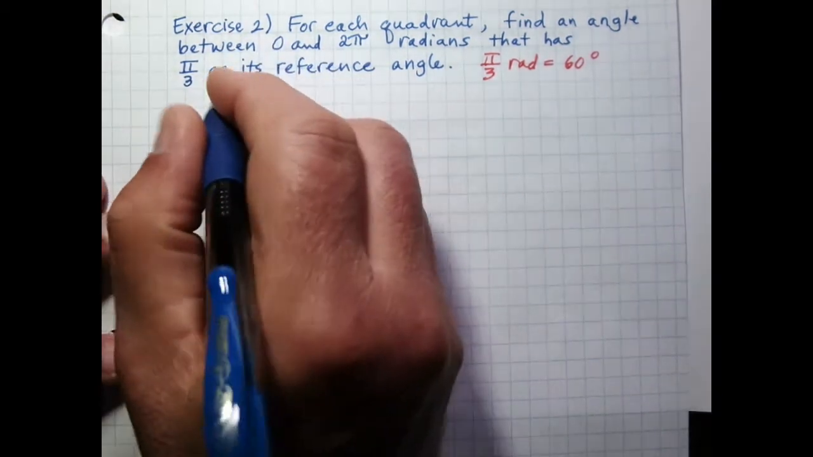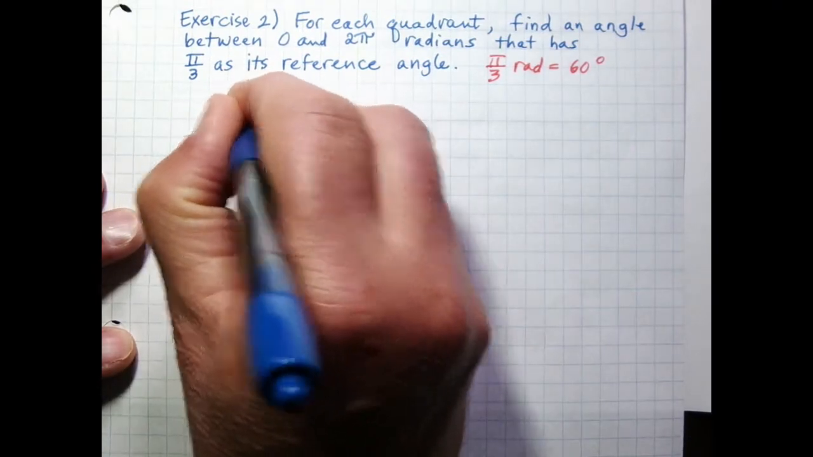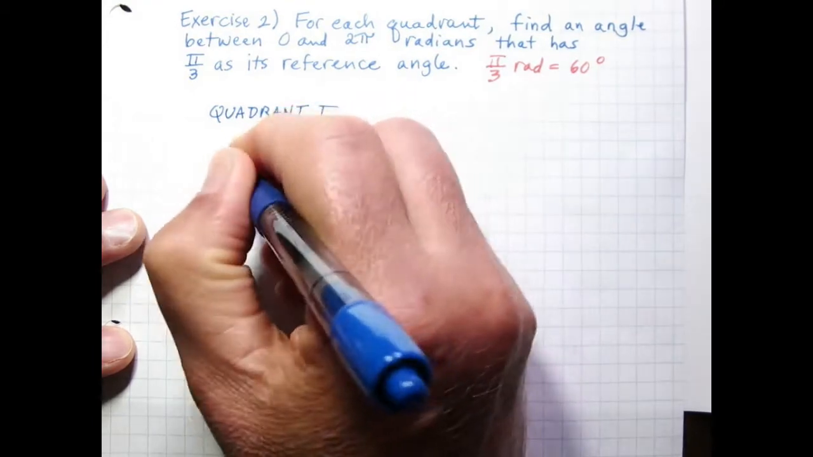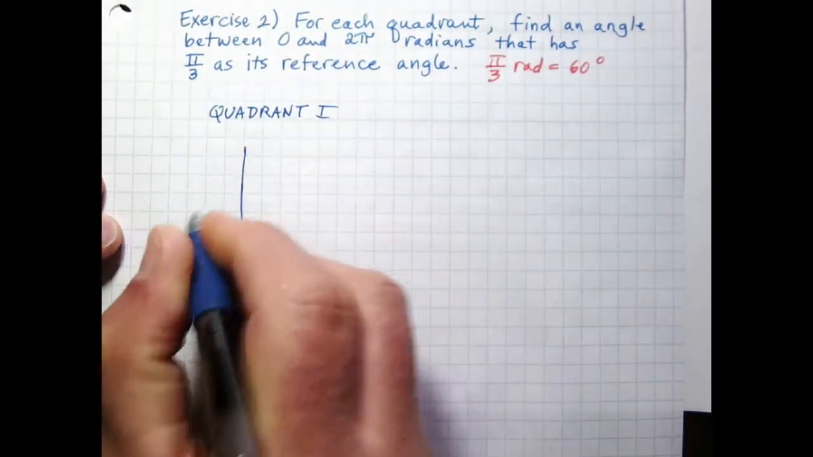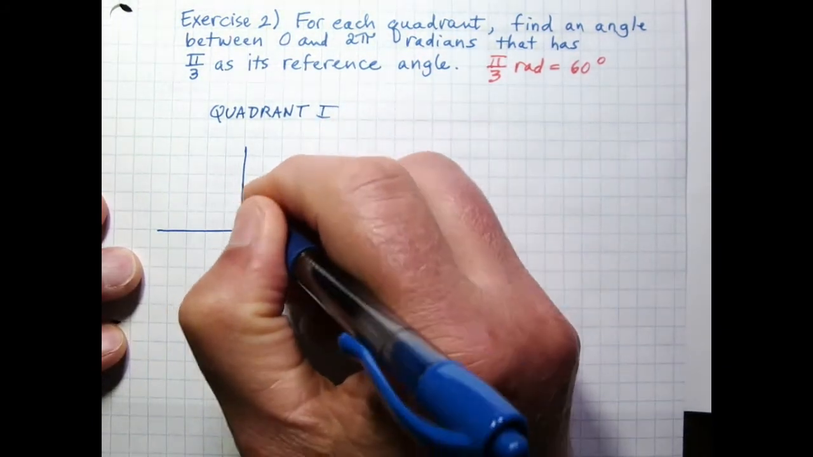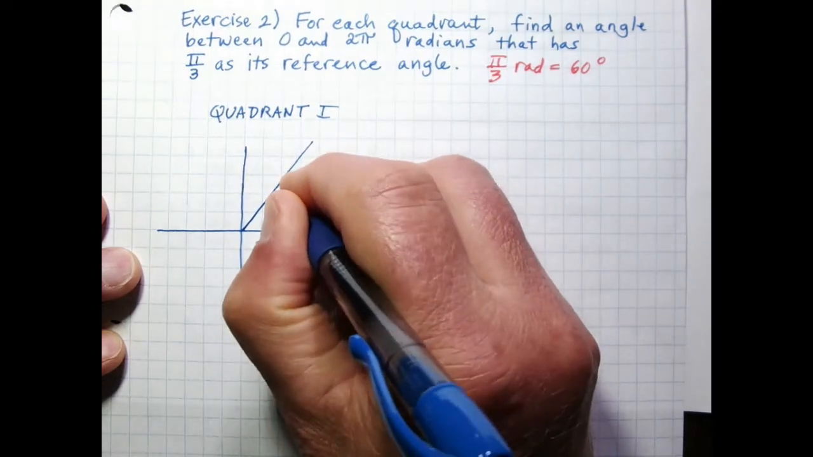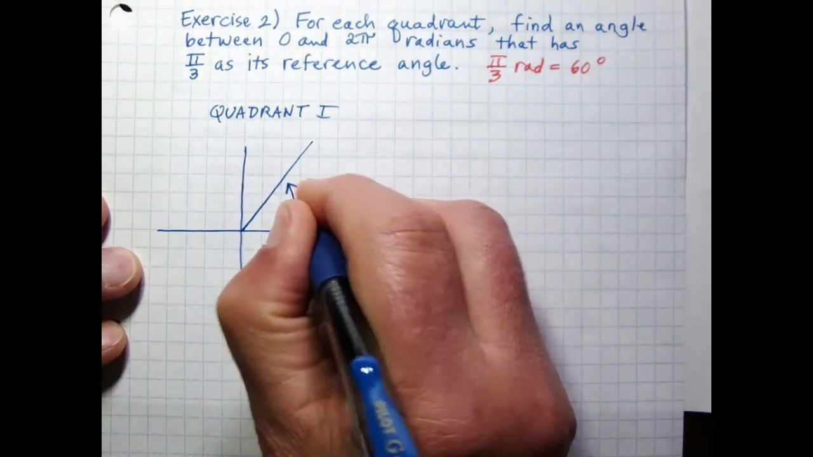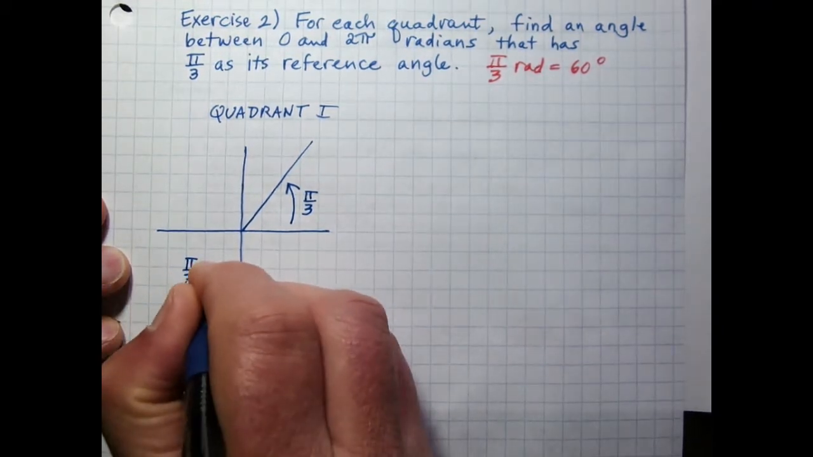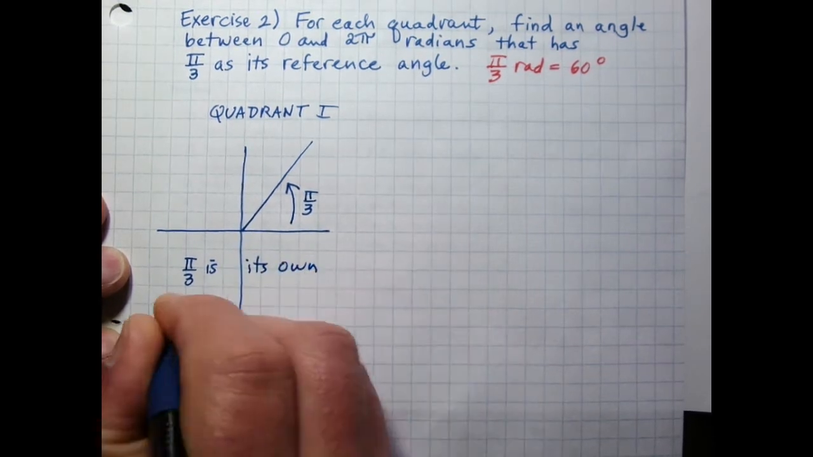Now let's go ahead and work through the different quadrants here. Quadrant 1 is just totally trivial because pi over 3 is the reference angle for pi over 3. So I'm trying to draw kind of a 60-degree angle, more than 45, right? So there's pi over 3. Pi over 3 is its own reference angle.